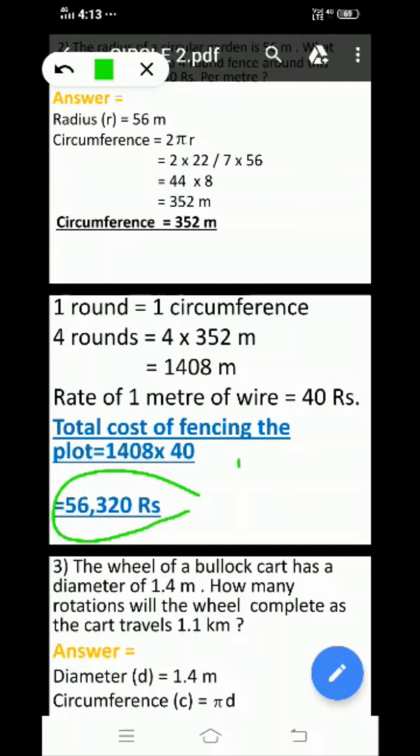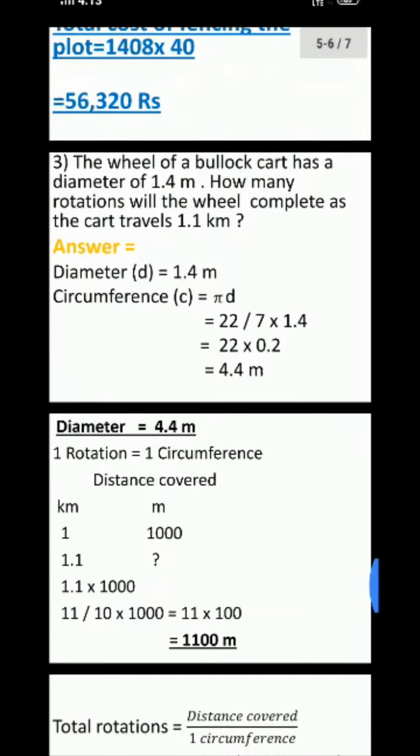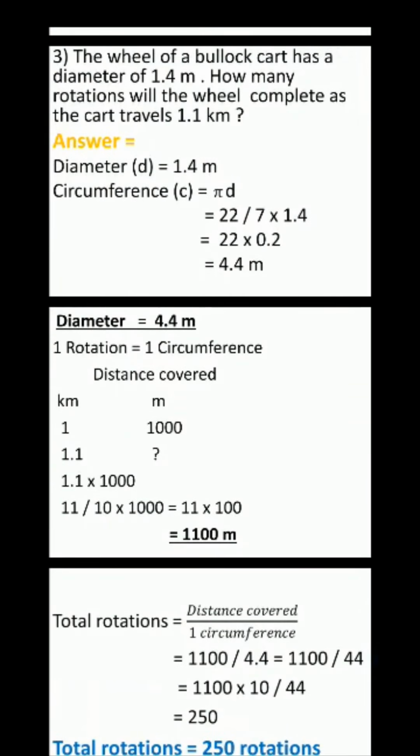56,320 rupees. They have mentioned the cost of 1 meter wire, and you require 1408 meters of wire, so you have to do the multiplication here. Already I explained to you that if you want to find out one to many, you have to do the multiplication. One to many means you have to do the multiplication. Okay. Now next sum.